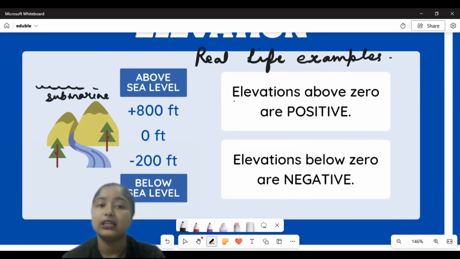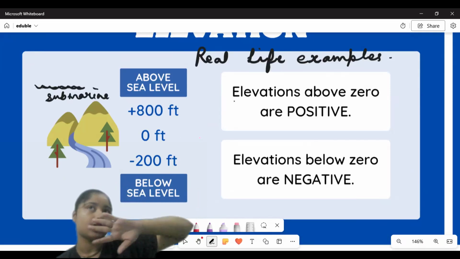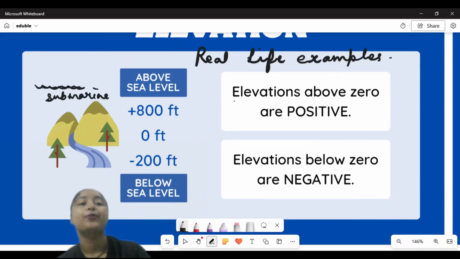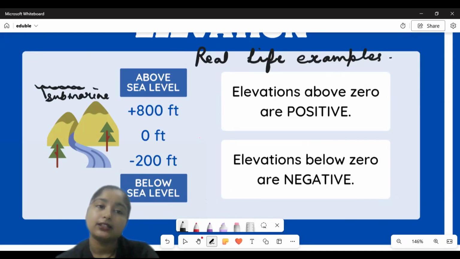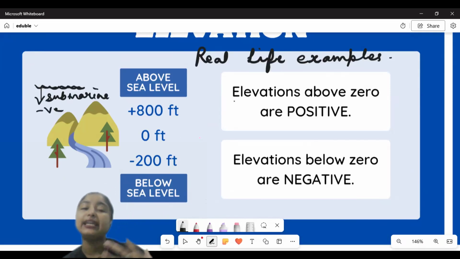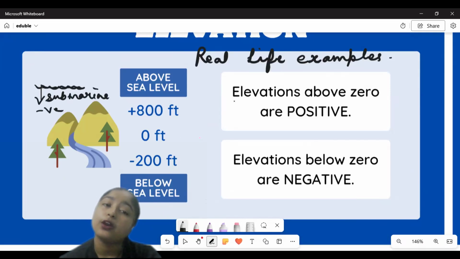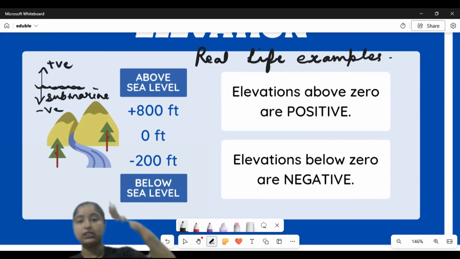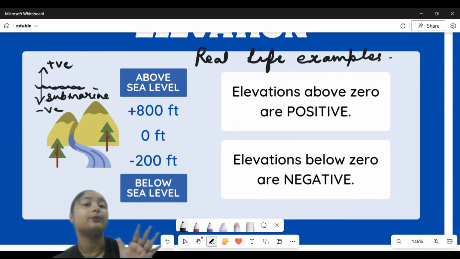Below the sea level means this. Suppose this is the sea level, where the sea is ending, you can say. So below this is negative. You can represent this on the negative side. The elevation above the sea level will be positive. Below the sea level, the elevation will be negative.